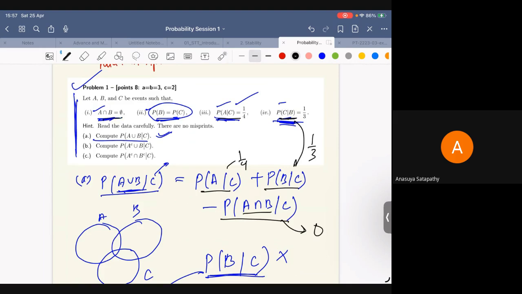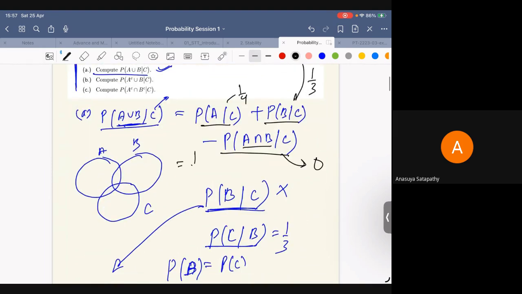So probability of A intersection B, whatever the condition given, will be 0. So what is the answer? 1 by 4 plus 1 by 3. It is how much? 7 by 12. Okay. Did everyone understand?